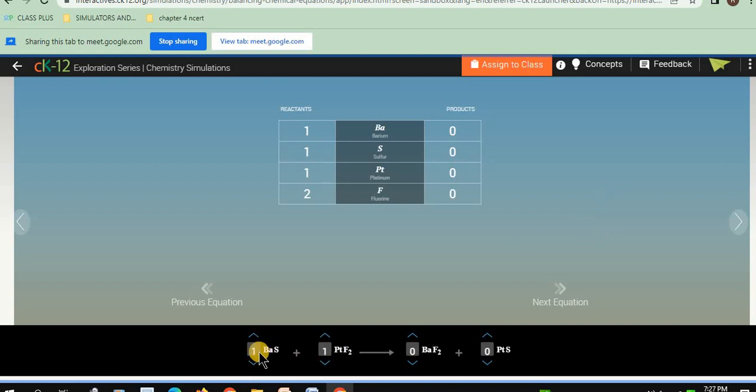You are seeing barium and sulfur. I want to ask you what is the valency of barium before starting the session.